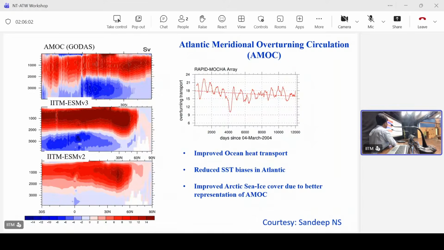By simple understanding, if you have a better heat transport towards the north from the tropics, you definitely expect a reduction in the temperature biases over the North Atlantic region, which you might have seen in the SST plots in the earlier figures. And since this AMOC is quite important for determining the location of the ITCZ, it is presumptuous that when you have a better AMOC, you will have a better representation of the ITCZ as well.